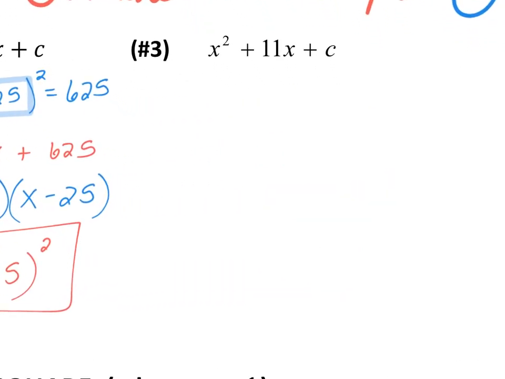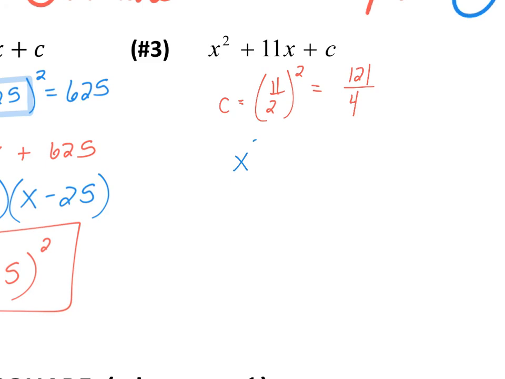Okay, and then number 3, to find c, this one's tricky because we do get a fraction. To find c, you do 11 divided by 2. We're just going to say it's 11 divided by 2. We're not going to do a decimal. And then you square that. So c is going to equal 11 squared is 121, 2 squared is 4. So we're just going to say c is 121 over 4.